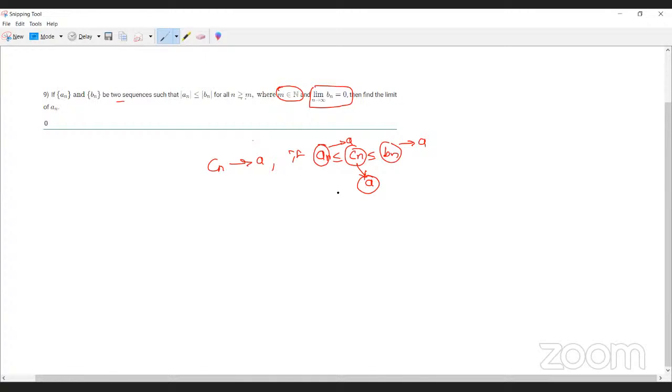So can I apply this property here? How? The limit of B_n as n tends to infinity is equal to 0. So yes, this side is equal to 0, B_n also 0.